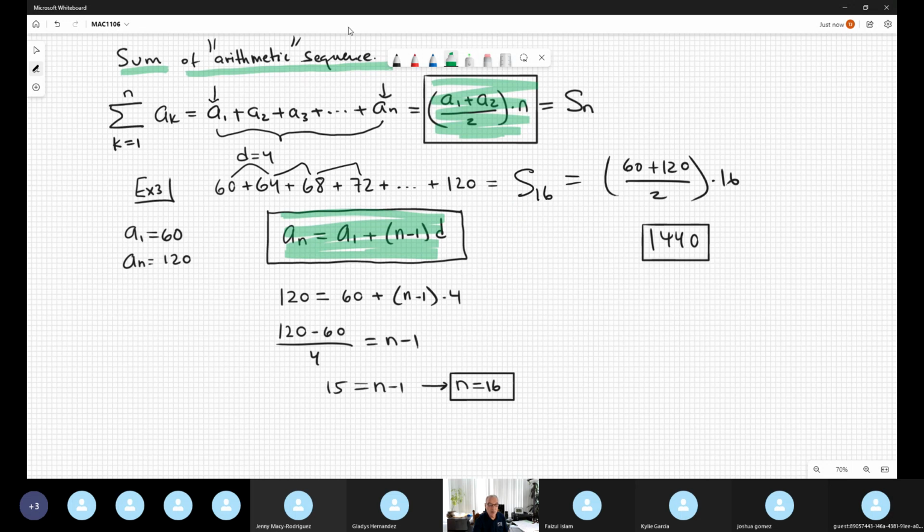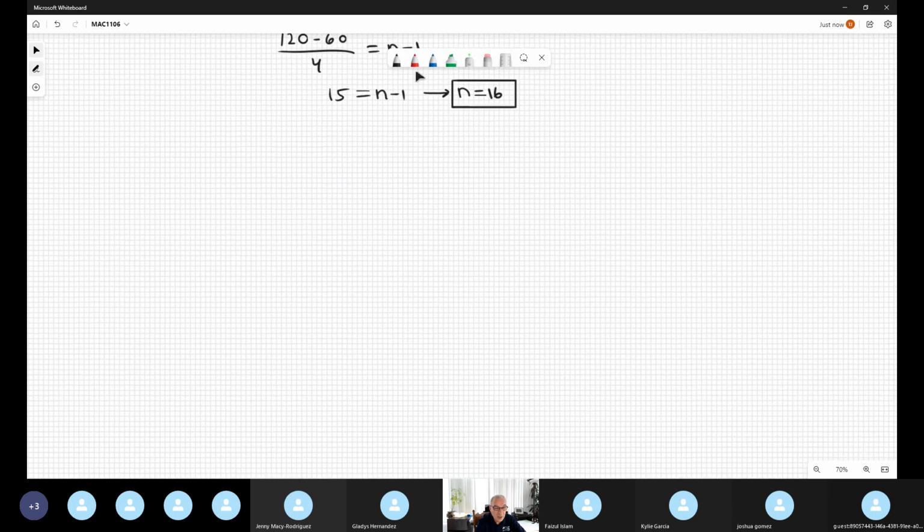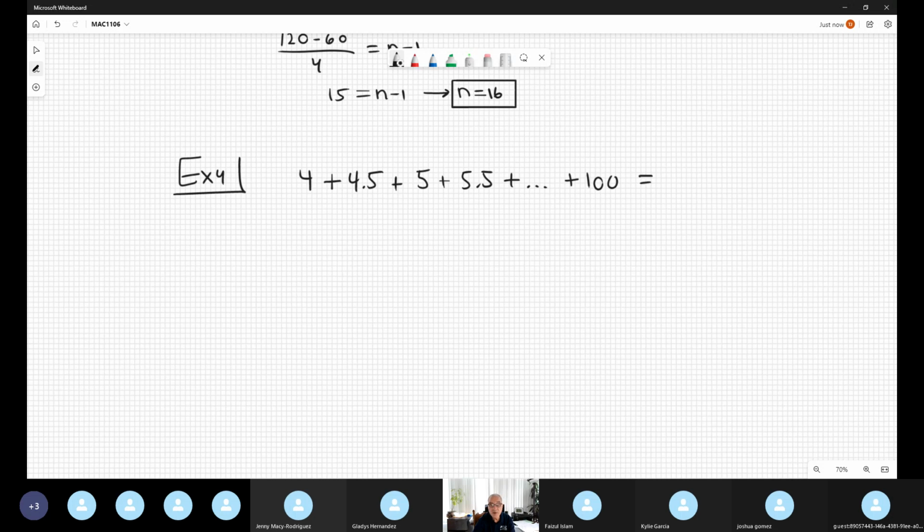Let's do one more example, very, very similar. But of course, I introduce a new idea that looks weird, but it's okay. Example 4 is 4 plus 4.5 plus 5 plus 5.5 plus, what is the next? The next I suppose is 6. But I don't care too much. I put plus, indicating it gets repeated using the same pattern, and the last term in the sequence is 100. You need to find the sum s sub n of this.